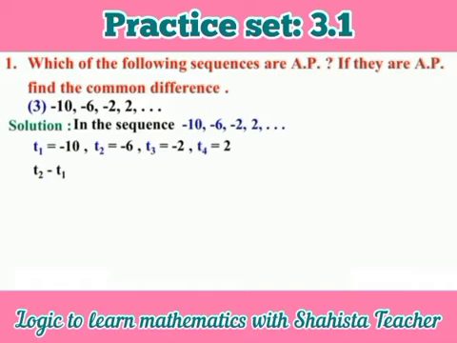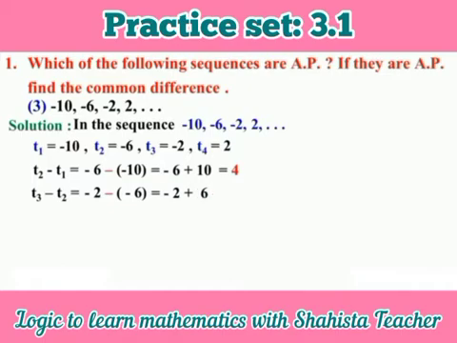Now T2 minus T1, that means minus 6 minus inside bracket minus 10. Minus minus will become plus. So minus 6 plus 10, which gives us positive 4, because the bigger number's sign is taken. T3 minus T2 is minus 2 minus minus 6, minus minus again becomes plus, so minus 2 plus 6, which is again positive 4. T4 minus T3 is 2 minus minus 2, so 2 plus 2, which is 4.